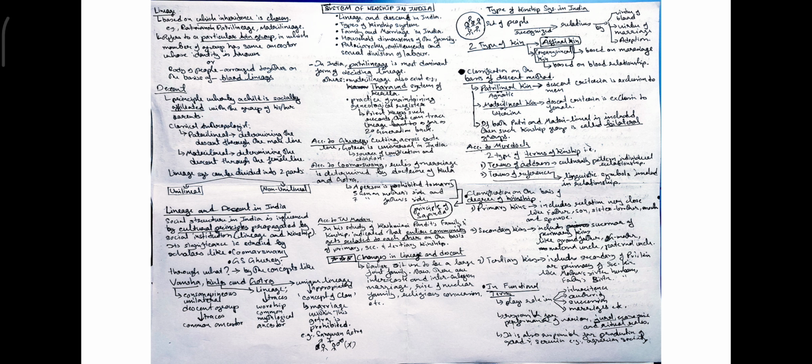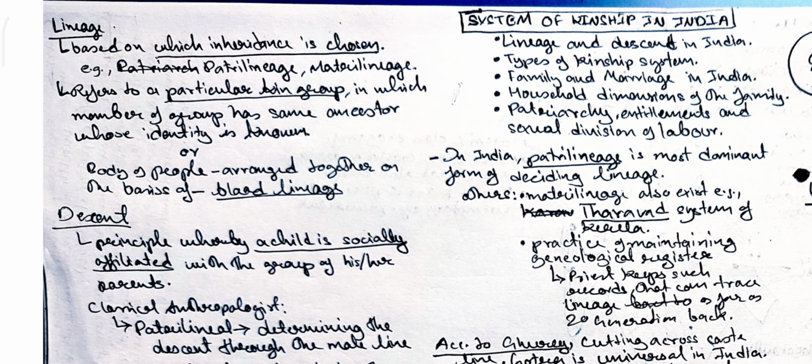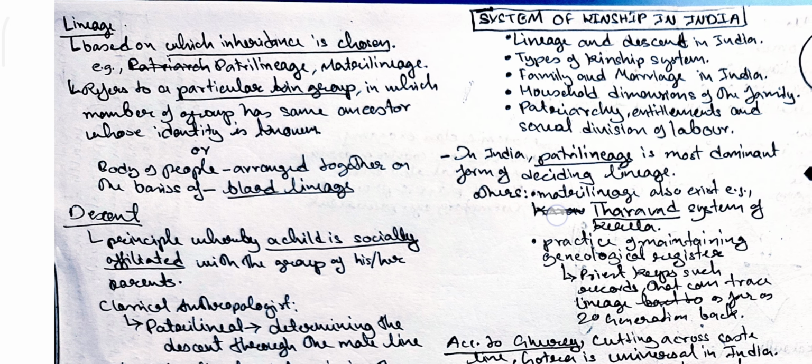Okay, so let's now directly go into this topic. See, when we talk about kinship, it is a group where they share a common ancestor, they share a common tradition, or they share a common culture. That is called kinship. Now, in kinship also, there are various terms like lineage and descent. So let's first understand this.